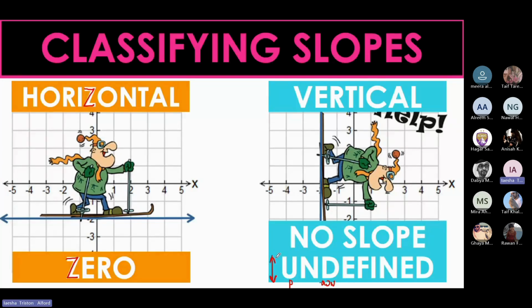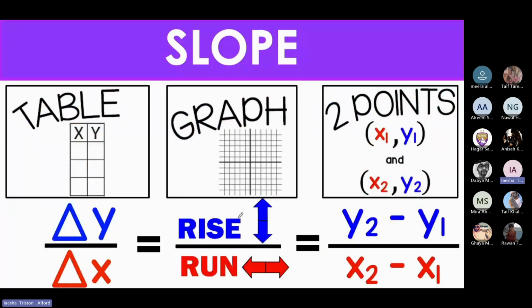So up and down. Okay, so we have 3 ways that we can find slope. It depends on what they give you in the question. If they give you a table, you could use change in y over change in x. If they give you a graph, you can use rise over run. If they give you 2 points, you can use y2 subtract y1 over x2 subtract x1. You can really use any one that you want for any kind of table, graph, or 2 points.